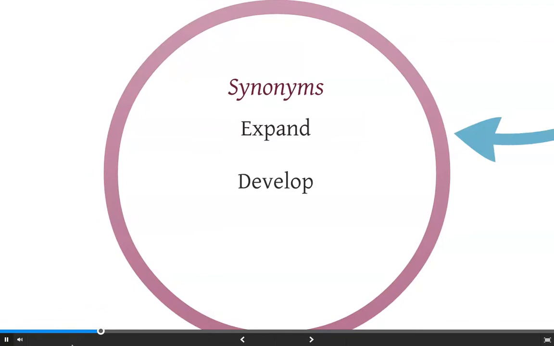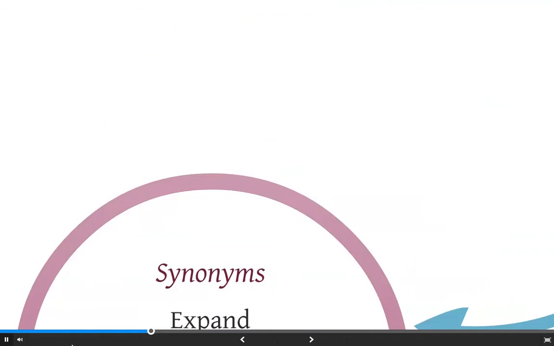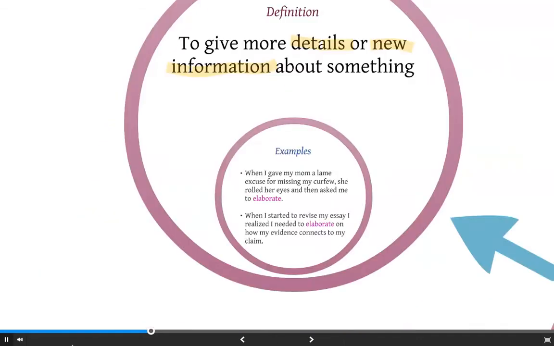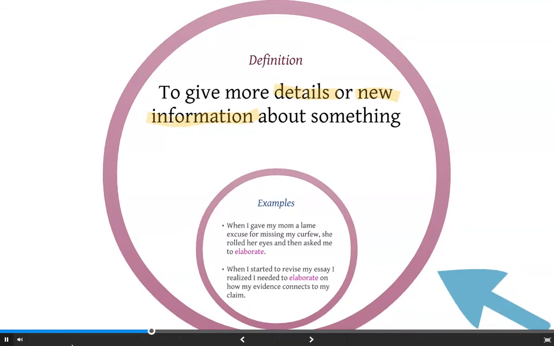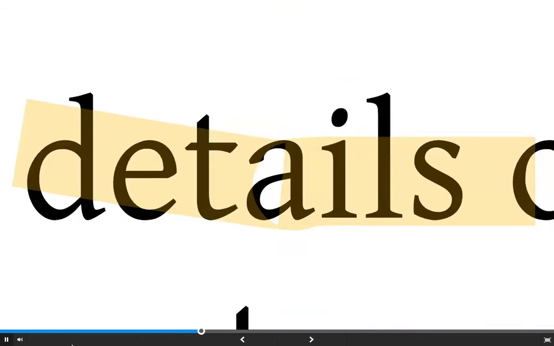Some synonyms for the word elaborate are expand and develop. The definition of the verb elaborate is to give more details or new information about something. The idea of details is very important to the idea of elaborate.